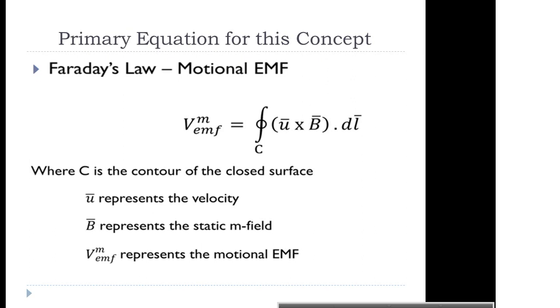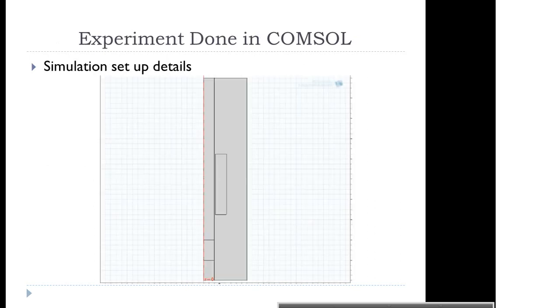Now, how can we use this theory studied from a practical perspective? Well, a 2D model of the system was formulated in COMSOL using the AC/DC module. This was done since the linear generator possesses an axisymmetric geometry above the z-axis. The magnet is shown here, and the coil is shown here.